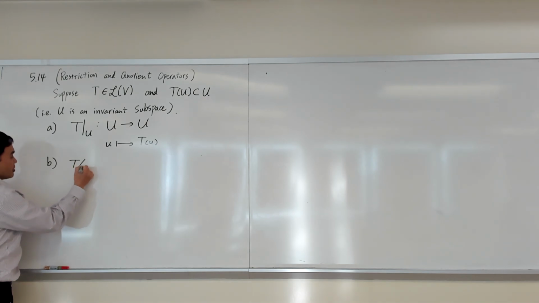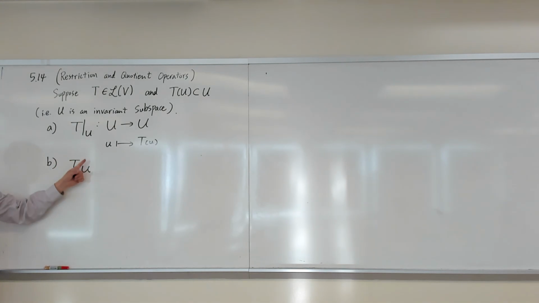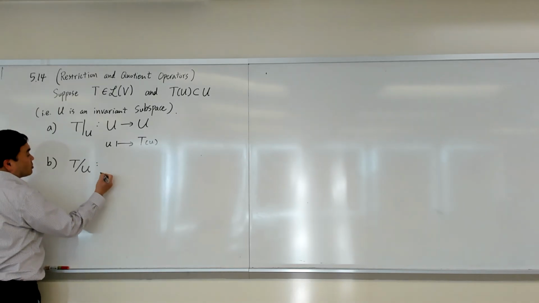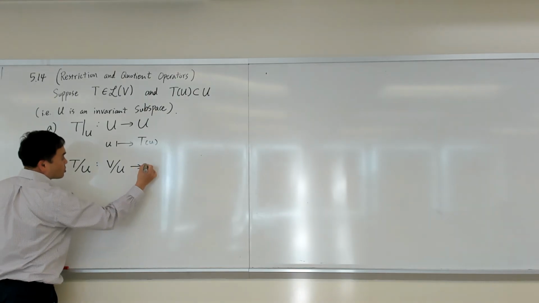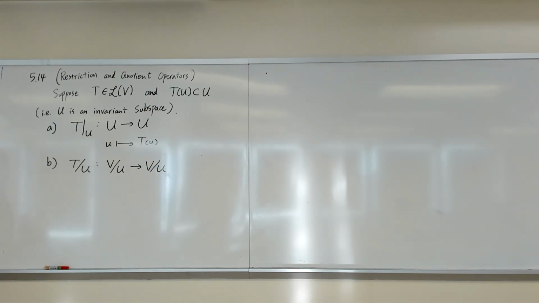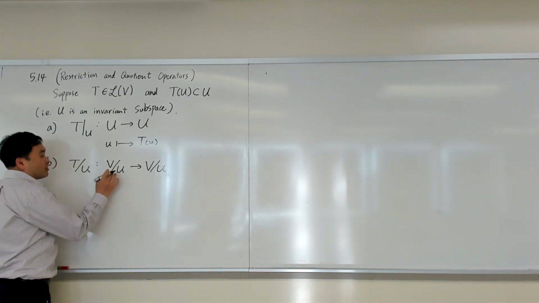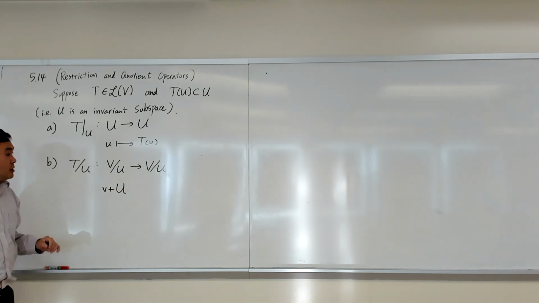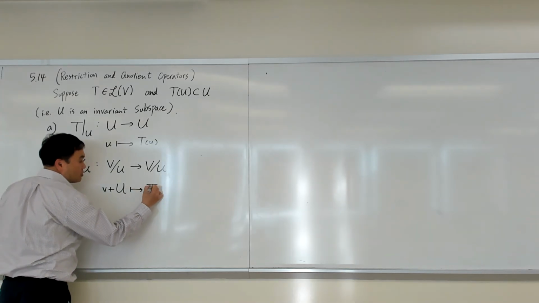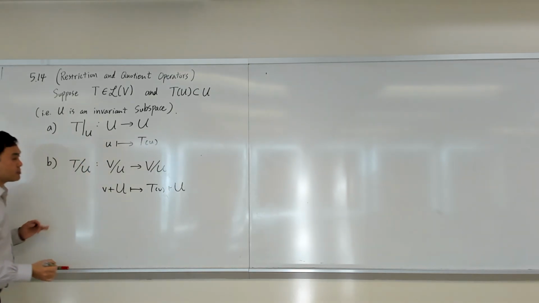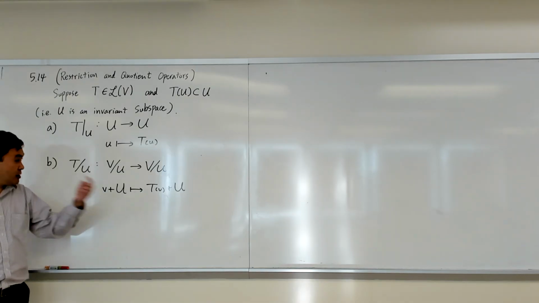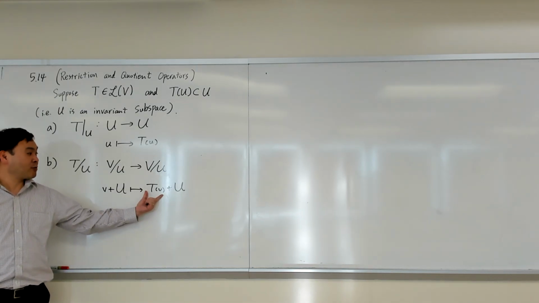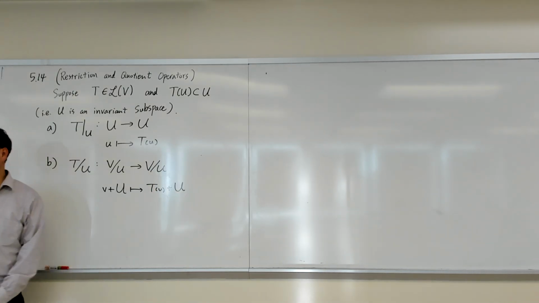And then secondly, there's T quotient by U. Unfortunately, these two look very similar. One is straight down and the other is slanted. So T quotient by U is a map from the quotient space to the quotient space. We talked about this quotient space in the previous lecture, right? And what are elements in here? This is V plus U. That's what the elements look like, and then you send this to T of V plus U. Since T of V always belongs to V, this is definitely an element in V.